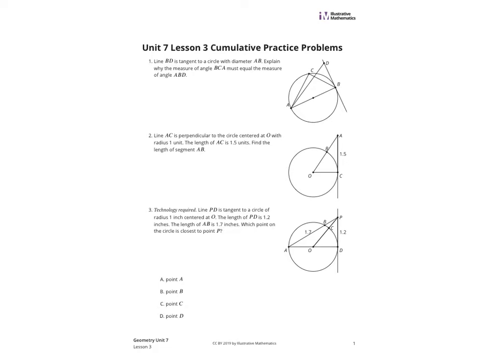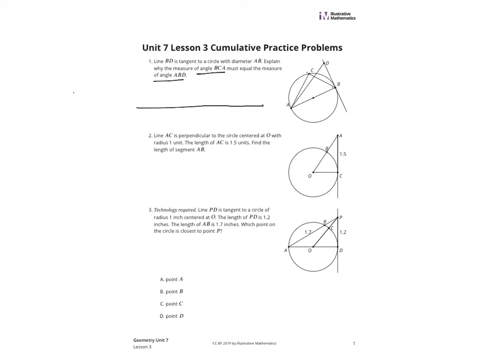So for number 1, you are supposed to state why angle BCA, which is an inscribed angle in my circle, is equal to the measure of ABD, which is this angle formed by my line tangent and my diameter. So these are actually two different reasons. So let's look at the two different reasons because they're important.